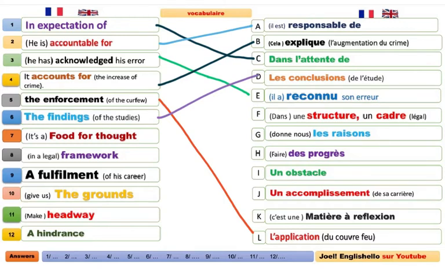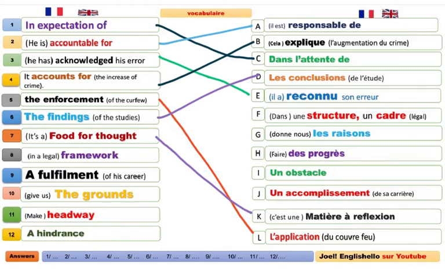It's a food for thought. Food for thought. C'est une matière à réflexion. Food for thought. Framework, cadre, structure.